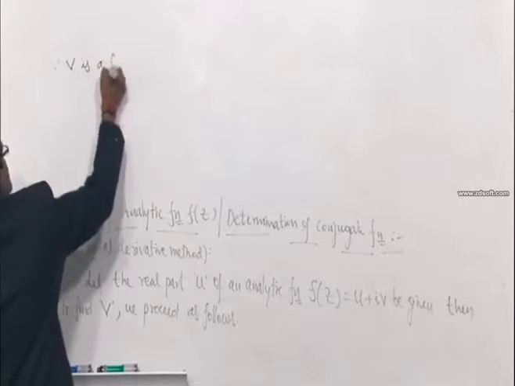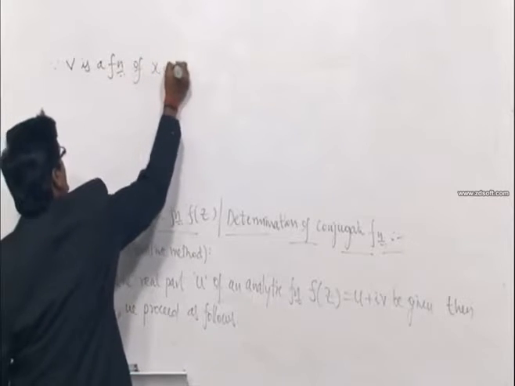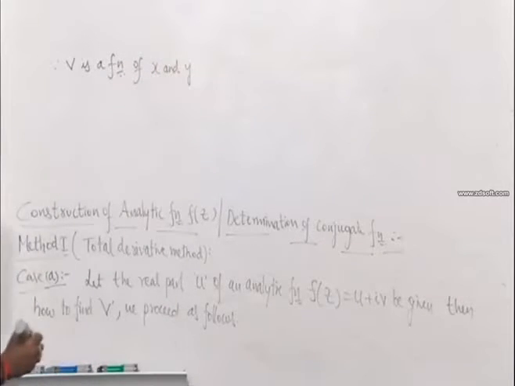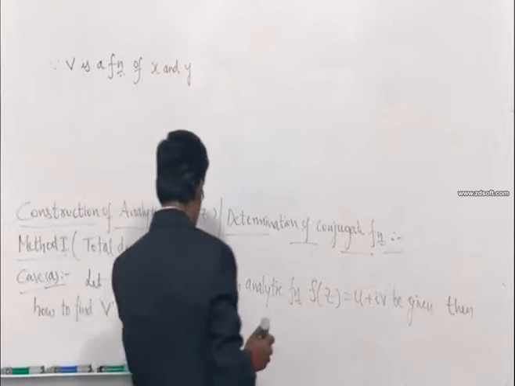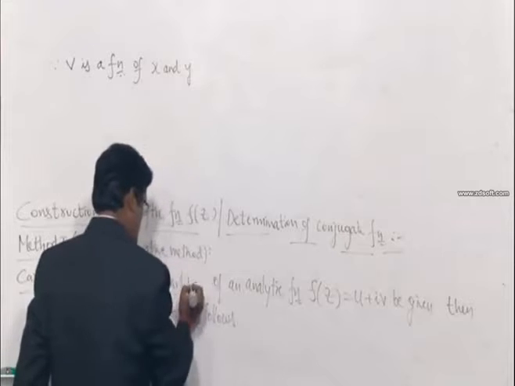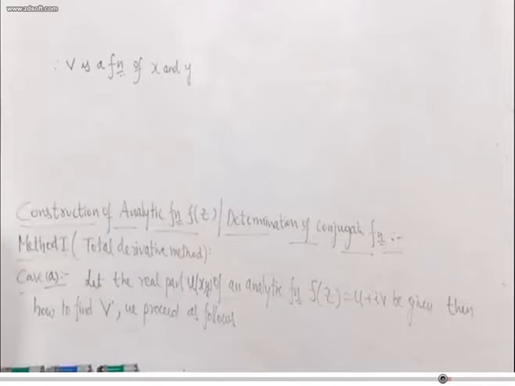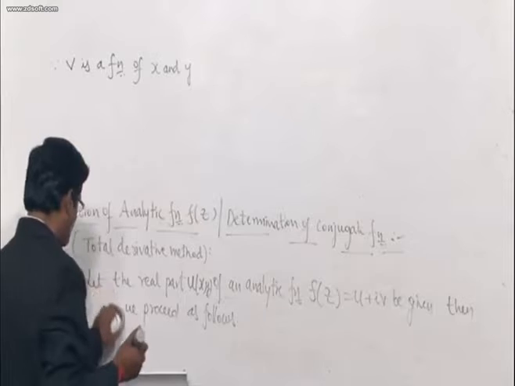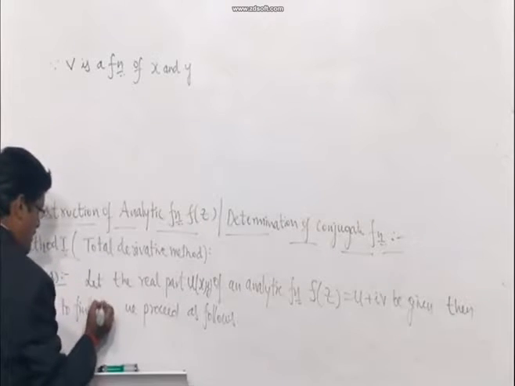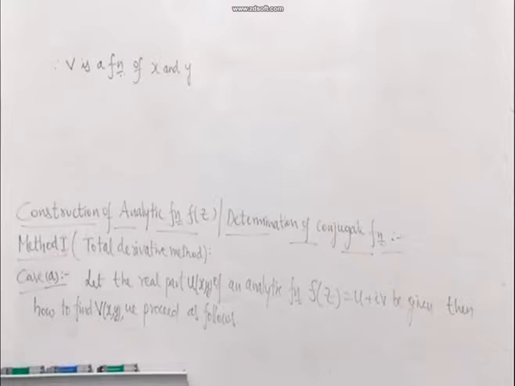Since v is a function of x and y, or you can write, let the real part, instead of u, you can write u of x comma y, because first of all I am going to derive this in Cartesian coordinates, u of x comma y. Instead of v, write v of x comma y, and then we proceed as follows.